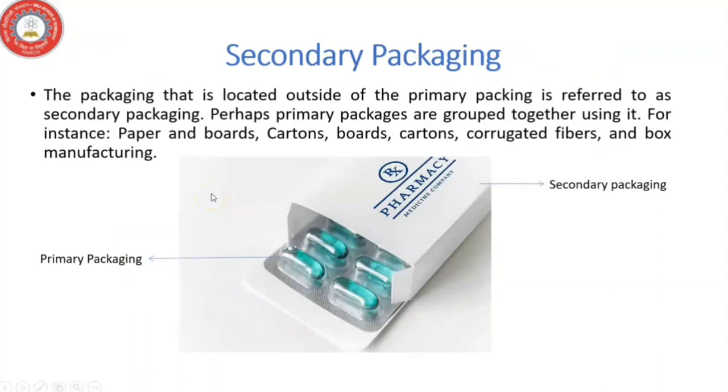Now we will discuss secondary packaging. The packaging that is located outside of the primary packaging is referred to as secondary packaging. Primary packages are grouped together using it. For instance, paper and boards, cartons, corrugated fibreboard, and box manufacturing. In this picture, we can see the strips are the primary packaging and the outer box is the secondary packaging.